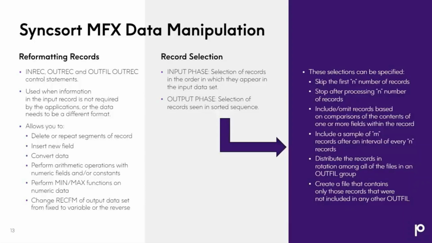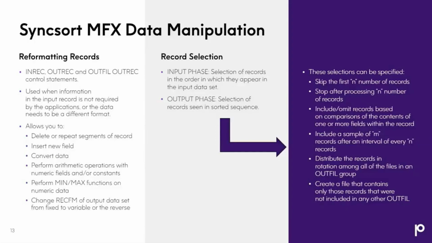This point can best be visualized by thinking of the resulting data sets if only the first 5 records are requested. By doing the selection in the input phase, only the first 5 records are read and processed. If the selection is done on the output phase, all of the records are read and sorted. The output will contain only the records with the 5 lowest sort fields. Nearly all record selection is accomplished with the INCLUDE-OMIT or OUTFILE INCLUDE-OMIT control statements. The following types of selections can be specified.